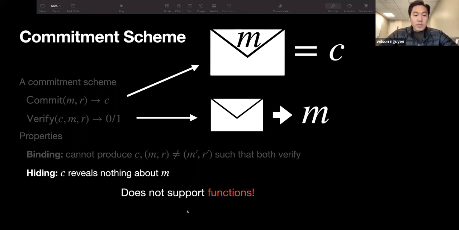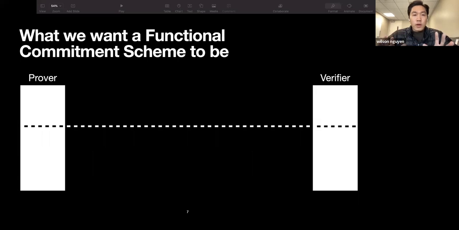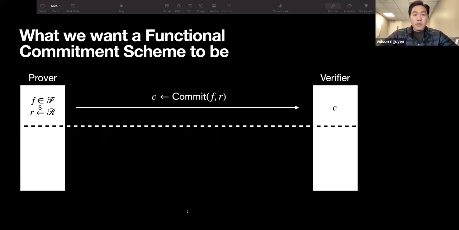But the issue here is that this does not support any functionality native to functions just yet. Maybe we can somehow commit to a function and then expand the functionality to allow selective openings to different inputs. So what do we want a functional commitment scheme to be? So a prover has some function in some function family, and it samples randomness R. With a functional commitment scheme, it's able to commit to this function and send it over to the verifier.